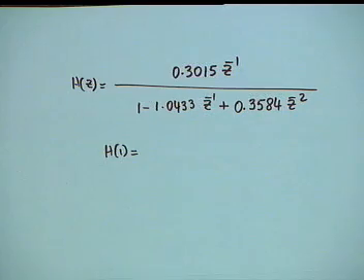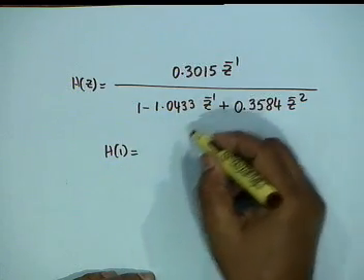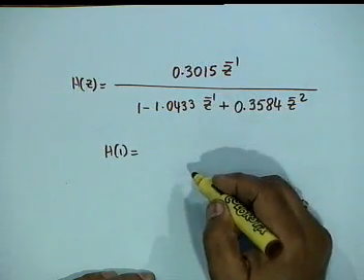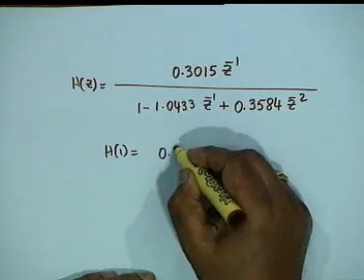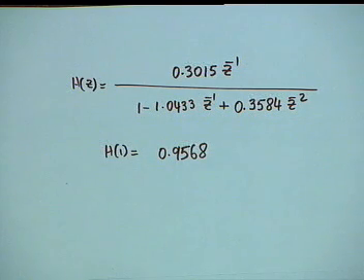Here, for example, the DC gain H of 1 should have been 1. Isn't that right? Yes, DC gain should have been 1. It is not 1. If you put Z equal to 1 here, it comes out as 0.9568. It's quite a substantial deviation, more than 4% deviation from the unity value. Okay.